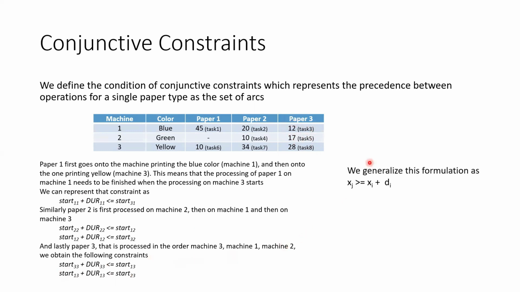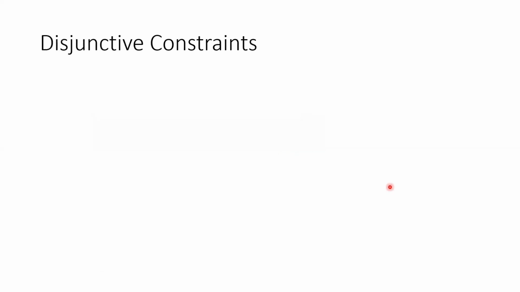So we can generalize this formulation as: the start time of a job in machine J should be greater than or equal to the start time of task I in that machine plus its duration. The disjunctive constraints, whereas, state that a machine can only execute a single operation at a time.